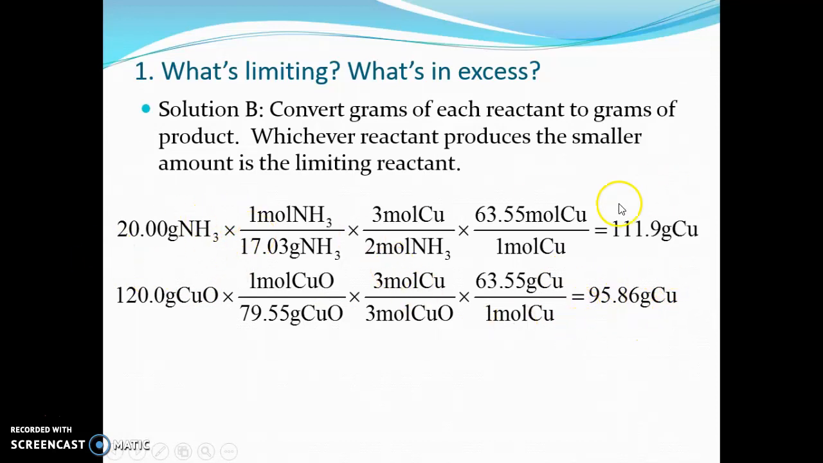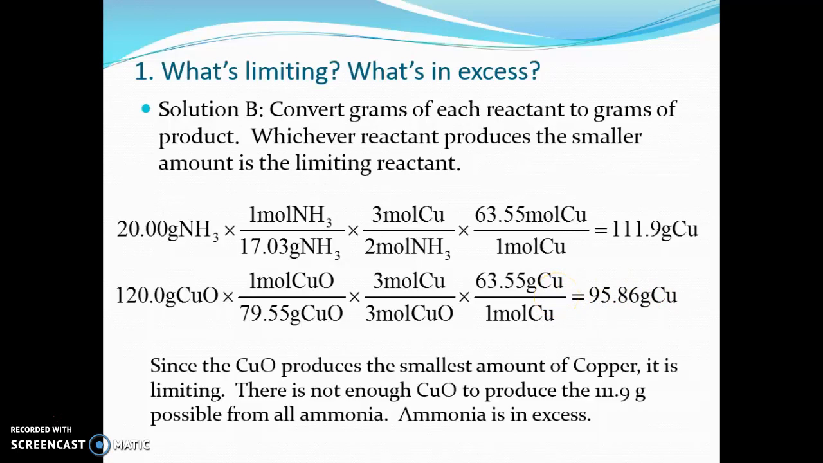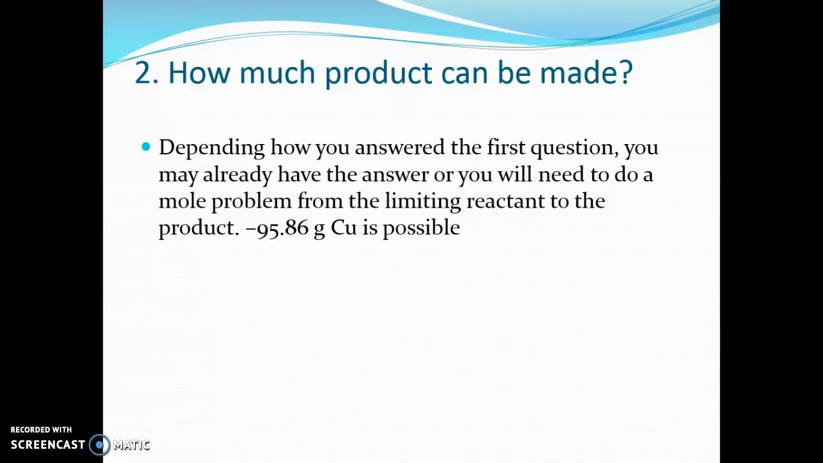All my copper oxide runs out, I get 95 grams of copper. Ammonia, I have more ammonia. I could make 111 grams of copper, but that number is artificial because I can only make 95 grams with the copper oxide. So I actually answered the next question by doing the method this way. And there's, again, the rationale that we've talked about. So how much product can I make? Depending upon how you solve the first problem, you may already have that answer.